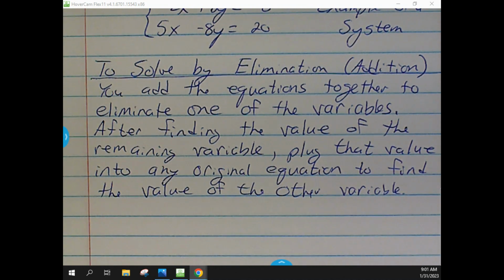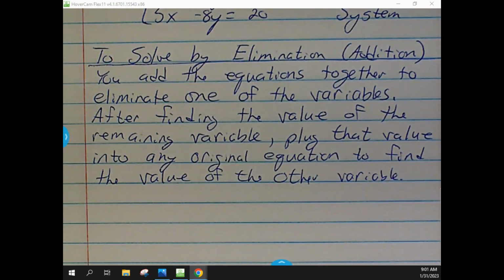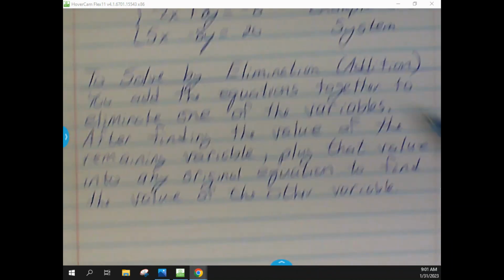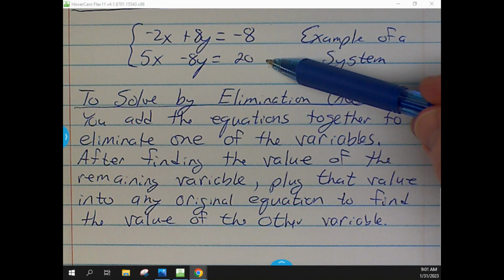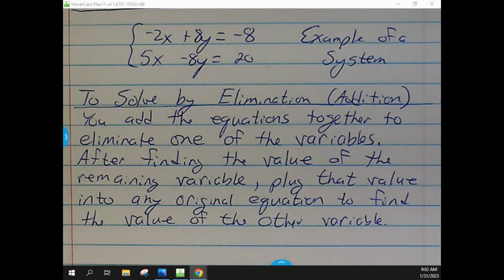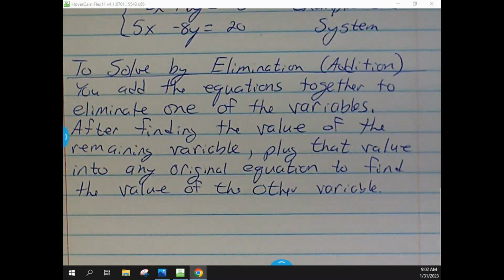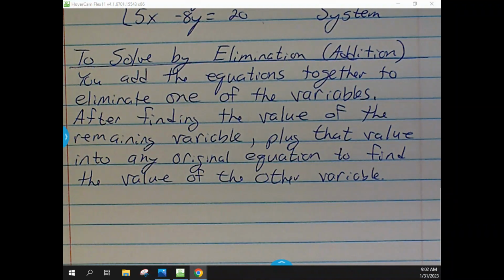Because again, if you think about what we're doing when we're graphing these, we were trying to figure out where these two lines would cross. So you're still looking for an ordered pair. So if you find X, you still got to go back and take the X value and plug it back in to find out what the Y value is. Or if you find the Y value, you've got to go back and plug it back in to figure out what the X value is going to be.